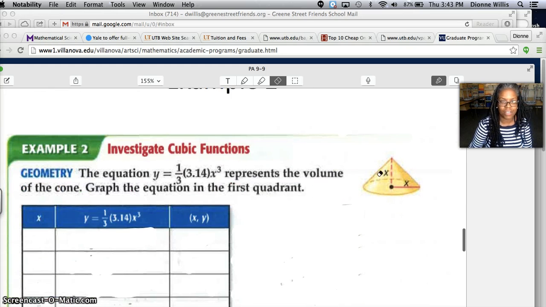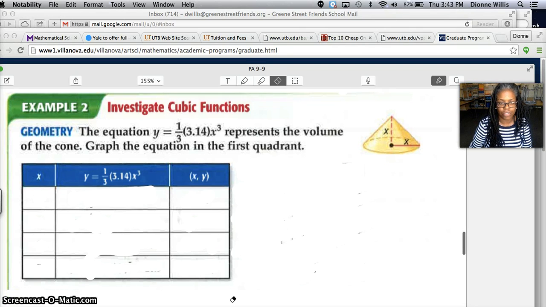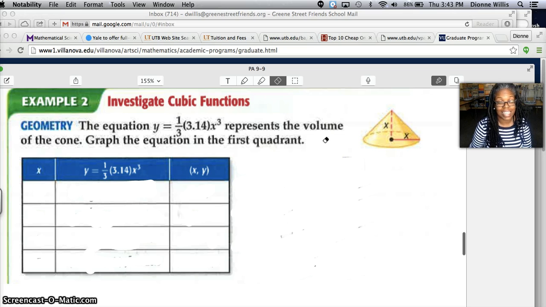Example 2 is going to have us investigate cubic functions in a different situation. So cubic functions are often very valuable in describing certain phenomena in life, and the one that we're going to talk about here is the volume of a cone. In this case, the volume of a cone where the base has a radius of x and the height is also x is represented by this function. So y is equal to 1/3 times 3.14 times x to the third power. I'm hoping you recognize that 3.14 probably more precisely should be pi. However, we'll use 3.14 because that's a decent approximation.